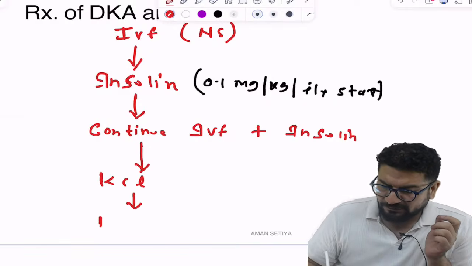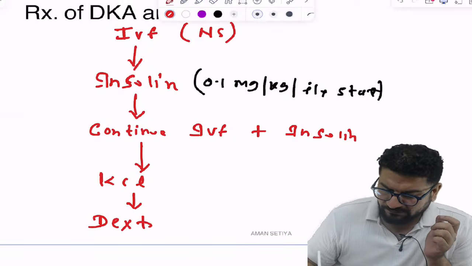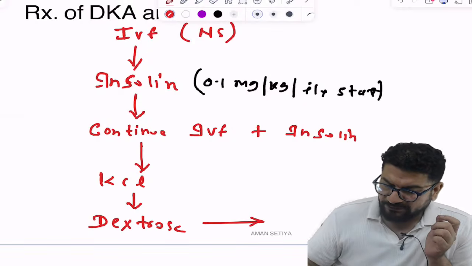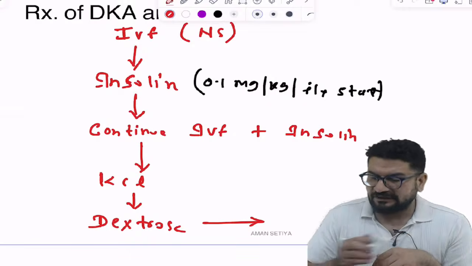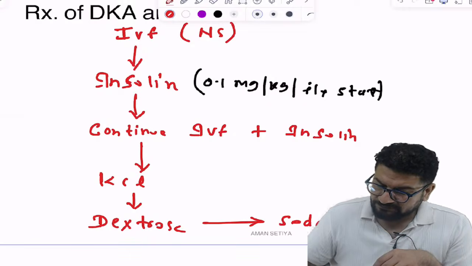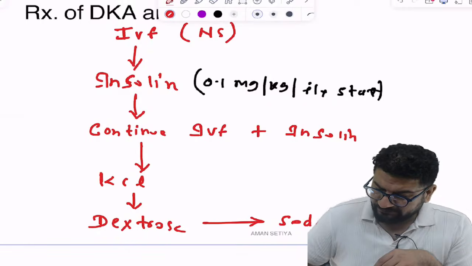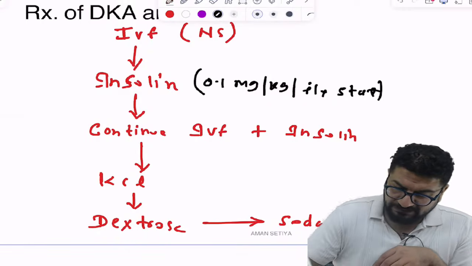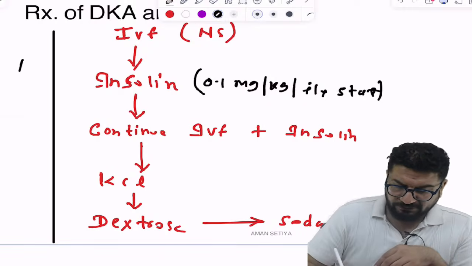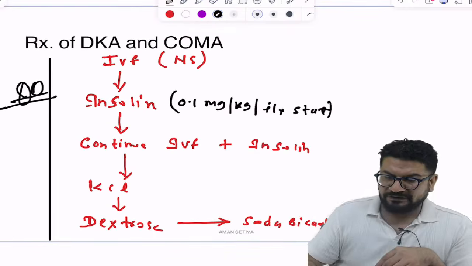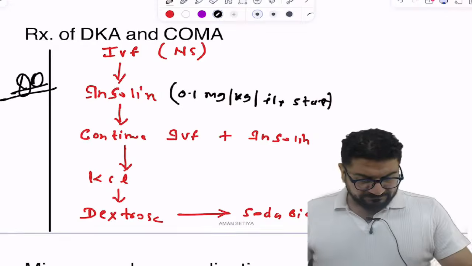Then when RBS is less than 250, we use dextrose. Next morning you will repeat the ABG sample. If there is still acidosis, then we can use soda bicarb. But remember, soda bicarb is optional. It is not for every patient. So the question comes repeatedly from here. It's a hot topic which they ask in the exam about treatment of DKA and coma. Very, very important.